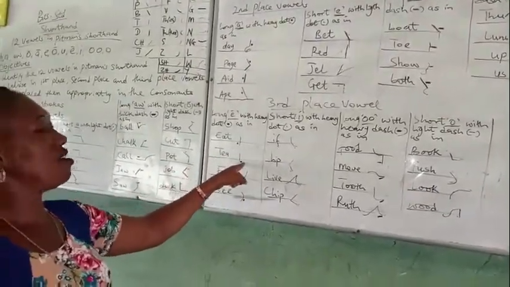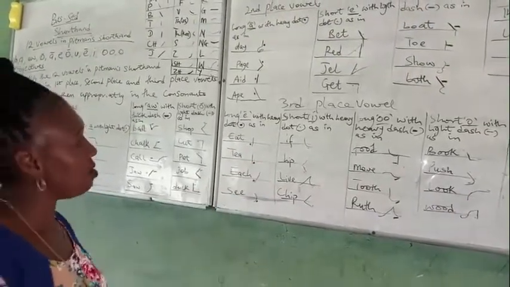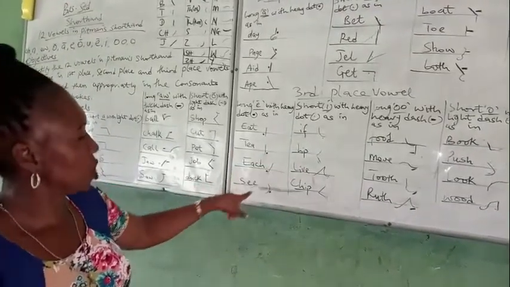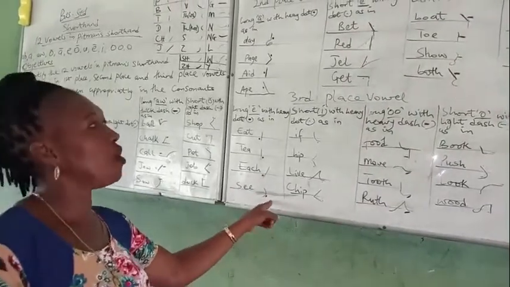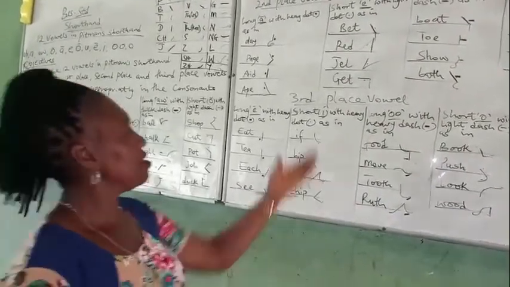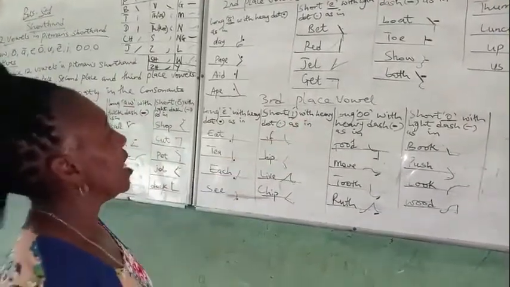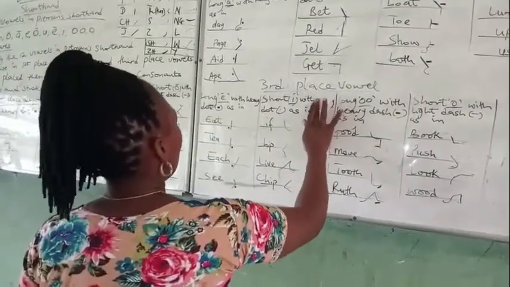T comes before the E sound. I wrote the T before the E sound. Each. That E comes before Ch. See, S comes before E. Then for short E, with a light dot.